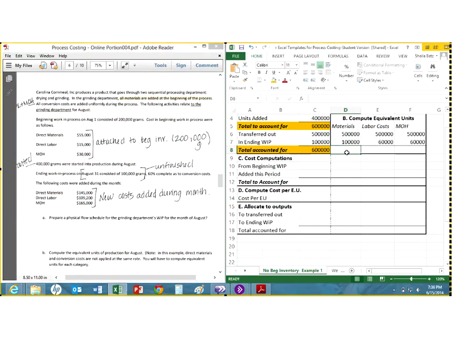So now my next step is to add up the total equivalent units I've worked on. For materials, I worked on a total of 600,000 equivalent units. For labor cost, I worked on a total of 560,000 equivalent units. And for overhead, I worked on a total of 560,000 equivalent units. Just take a deep breath. If you need to pause me and go back and rewind, do so, because the equivalent unit portion is very critical. So Part B, this is what we just did right here.